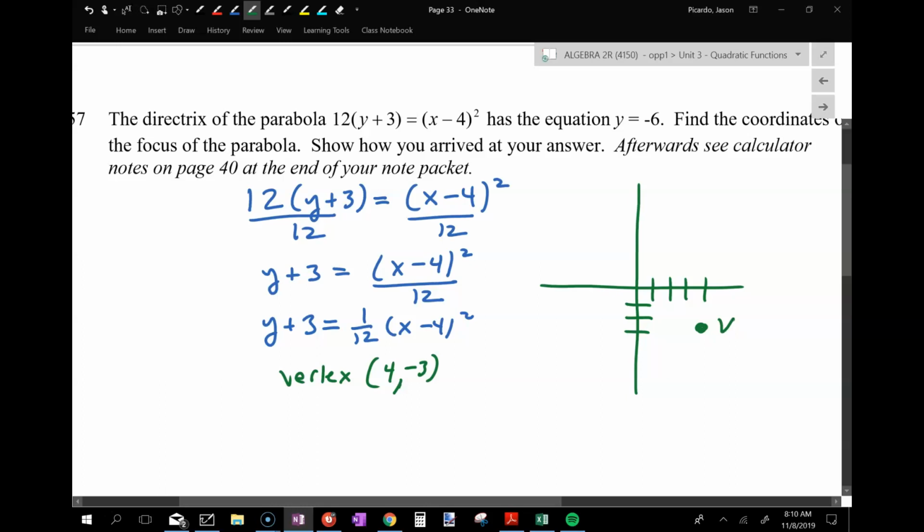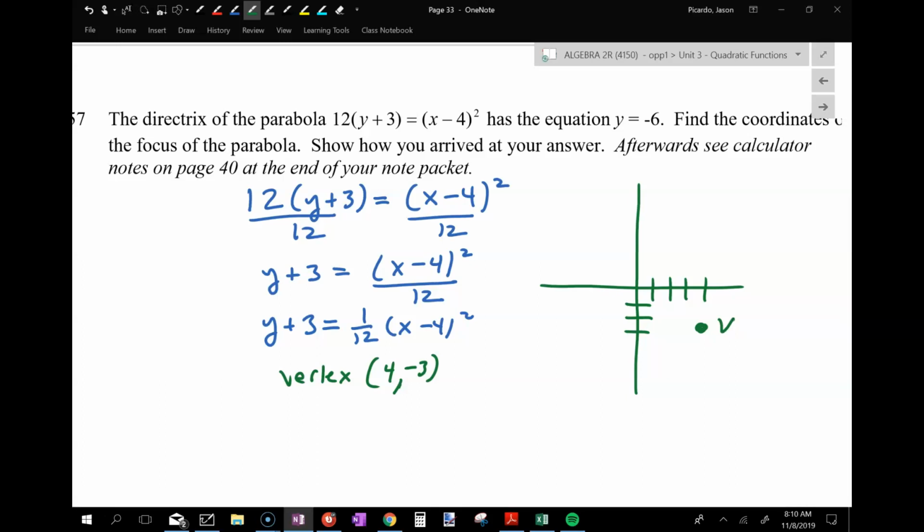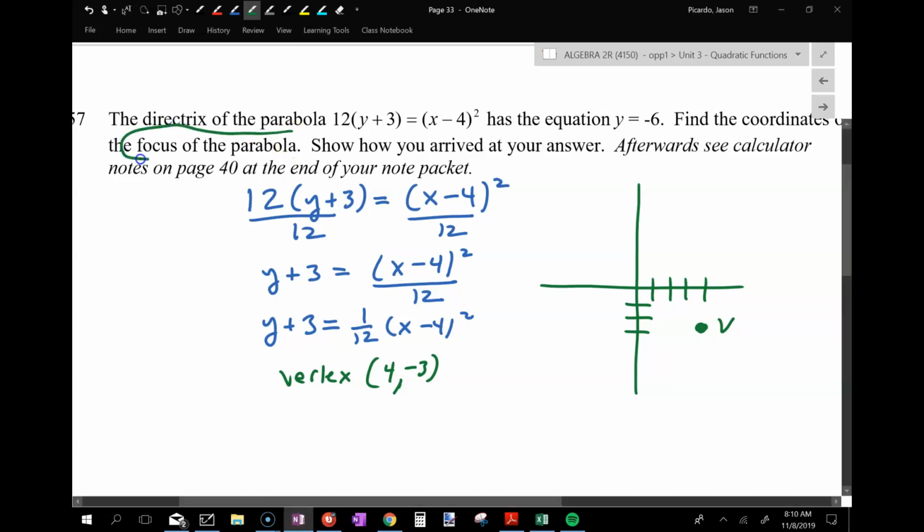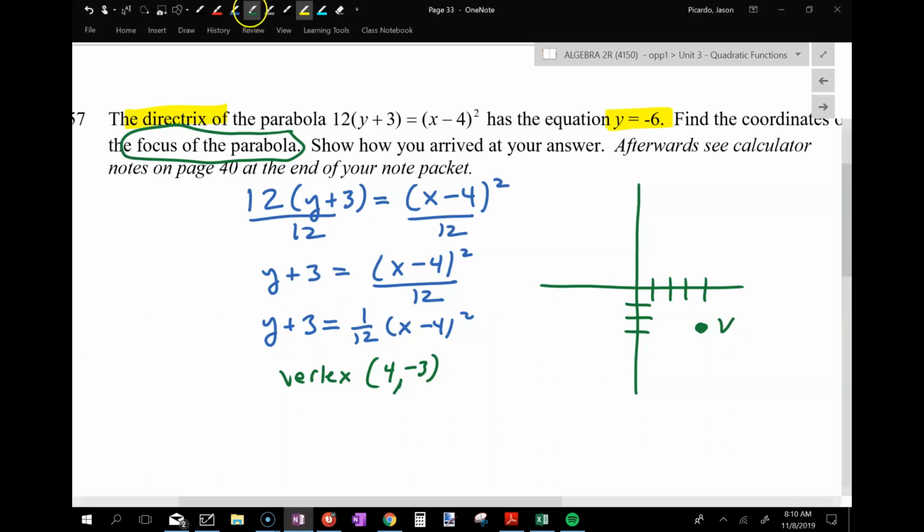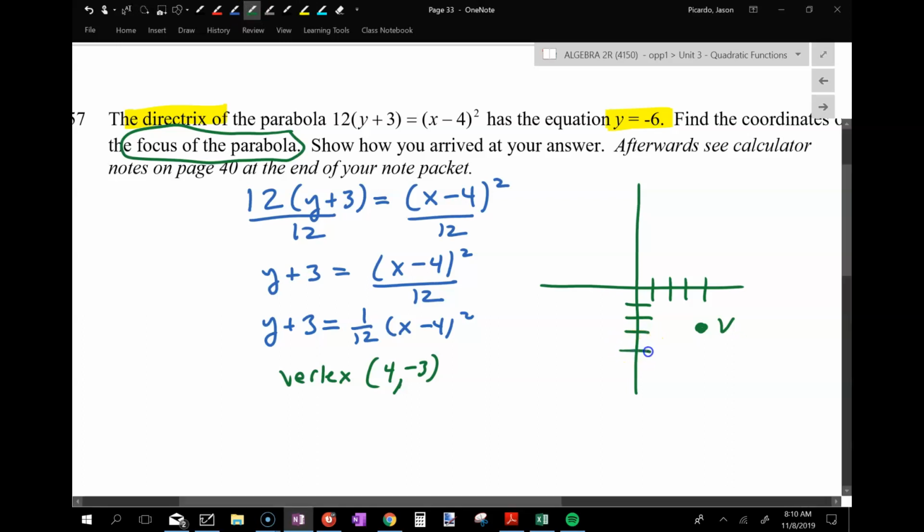Okay, now, one more thing I've got to do. Ready? This says find the focus. What else do I know about this, guys? I know what that is, right? And what's that? That's the directrix, right? So where is the directrix? The directrix is at y equals -6. There's my directrix.